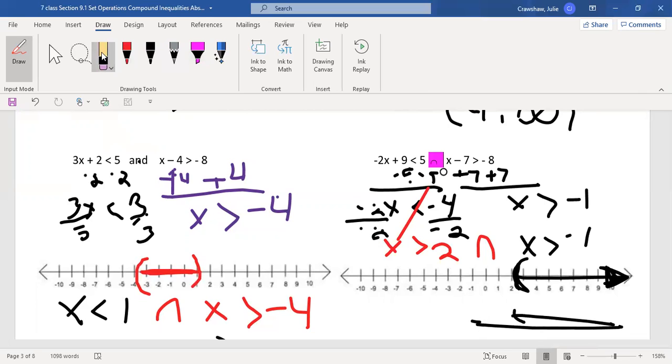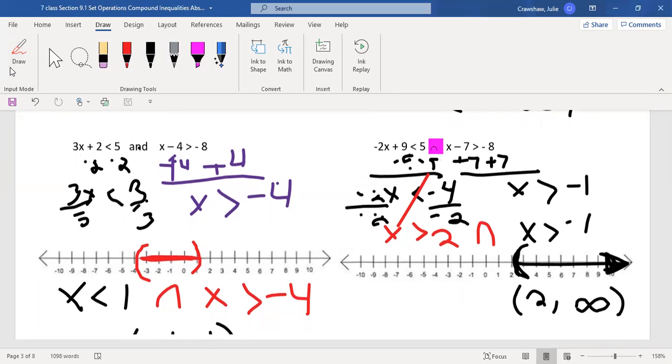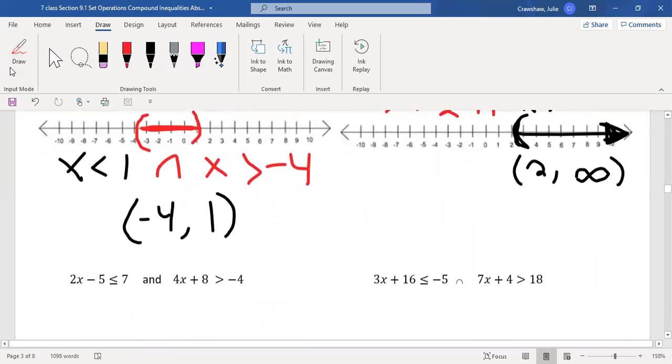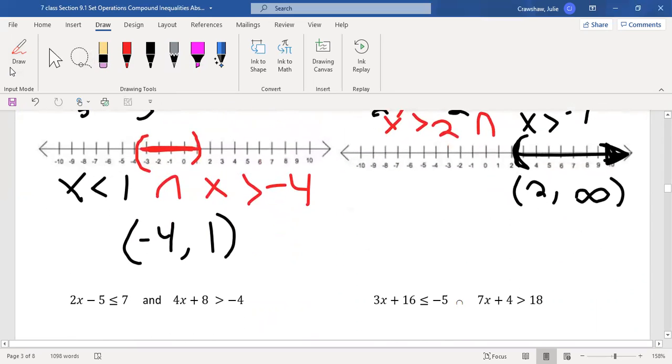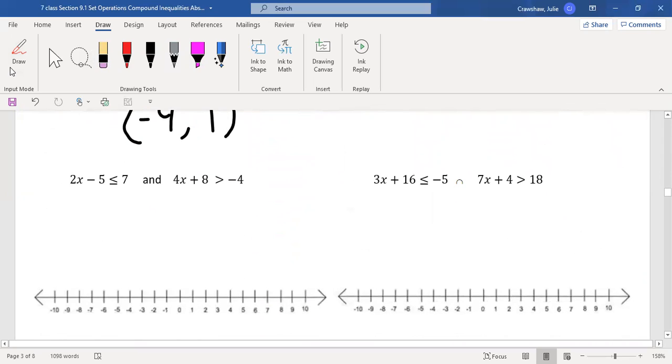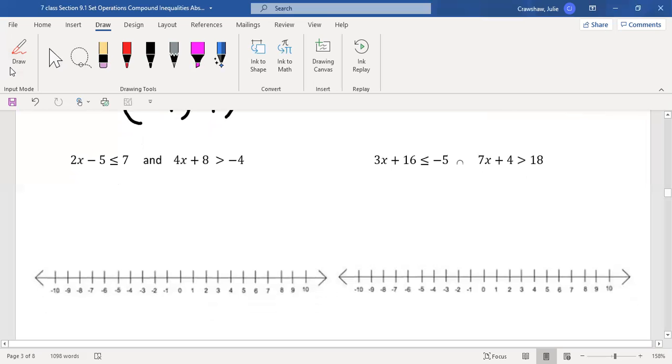So now I want to write this solution in interval notation. Well, it starts at 2, so parentheses 2, doesn't include 2 because there's no line underneath it, and it goes on and on and on forever. Now, sometimes we use the word and for intersection. So go ahead and give these two a try on your own. Stop the tape and go ahead and give them a try. And once you've finished, go ahead and restart the video and check your work.